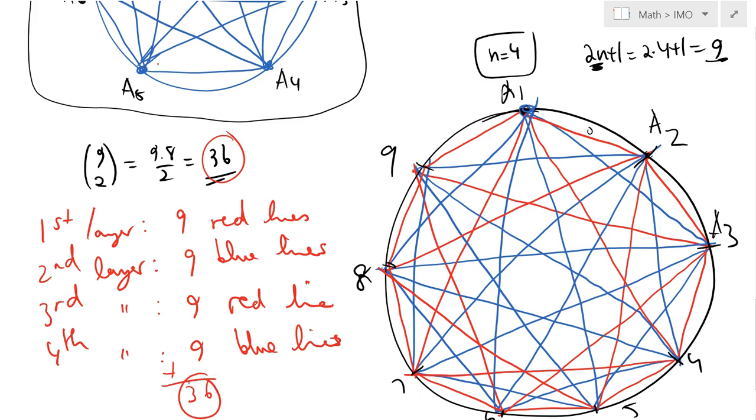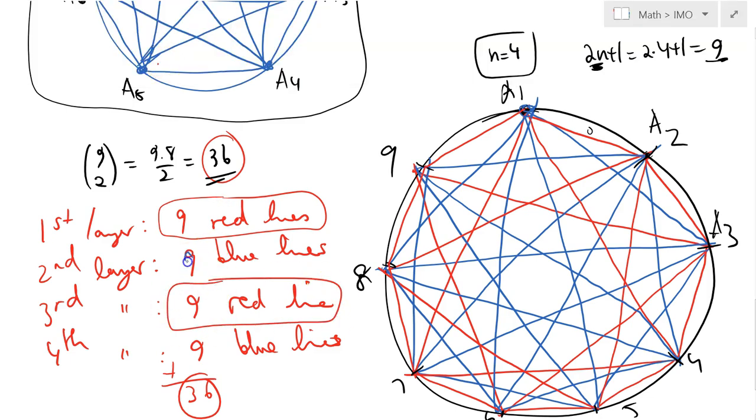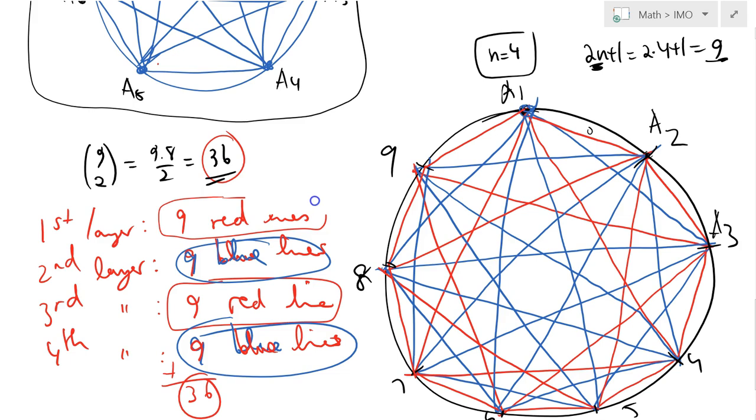So we colored all the lines in an equal number of ways. So we have 9 plus 9, 18 red lines, and 9 blue lines plus 9 blue lines for a total of 18 blue lines. So that's clear. Okay, so I will go ahead and erase this.